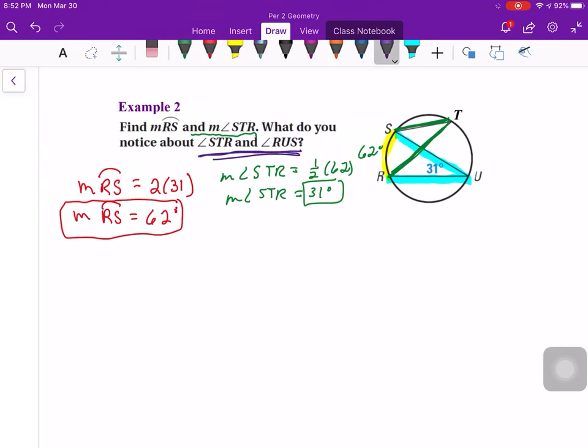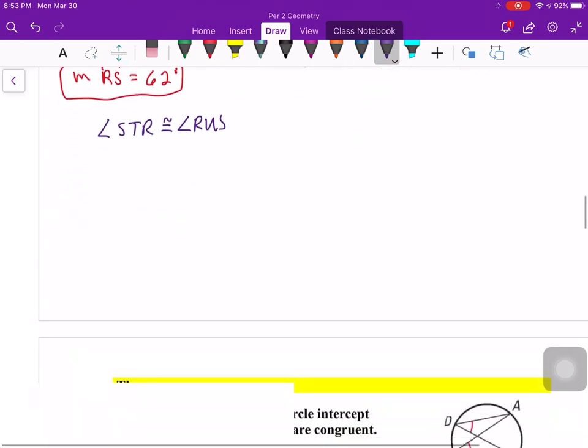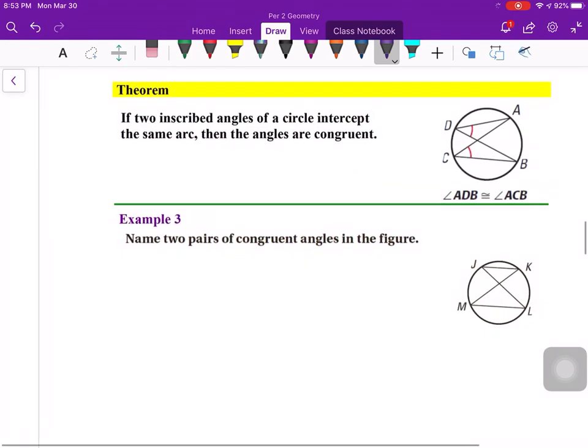And then it says, what do we notice about the angles STR and RUS? Since they both intercept the same arc, we know that angle STR ended up being congruent to angle RUS. In the same circle, if two inscribed angles intercept the same arc, then they have to be congruent angles, because each angle is half of the intercepted arc.